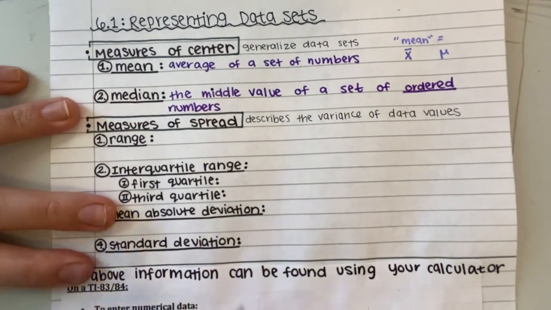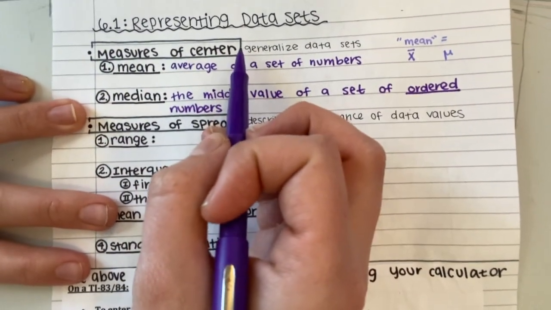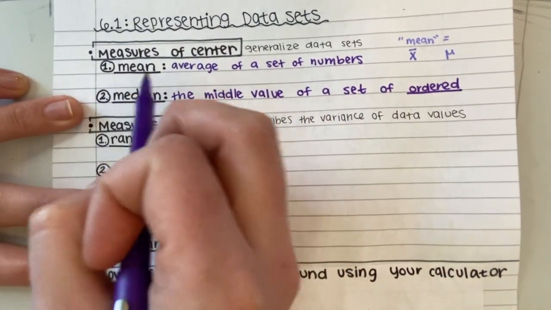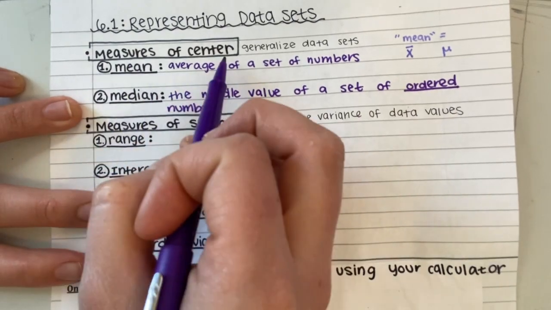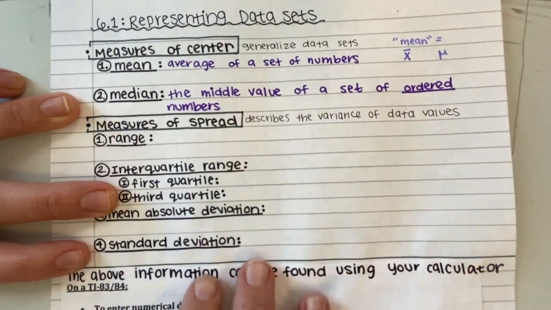Those are ways that we represent the center of a data set. So it's one of our measures of center. We've got mean, and another measure of center is our median. It's a way to generalize data sets.